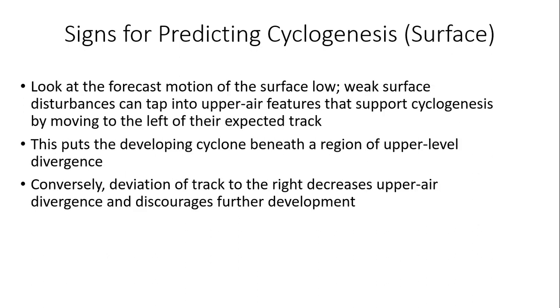Additionally, you want to look at the forecast motion of the surface low. Weak surface disturbances can tap into upper air features that support cyclogenesis by moving to the left of their expected track. This may put that developing cyclone at the surface beneath a region of upper level divergence, into a more favorable position for strengthening. Conversely, deviation of a track to the right decreases the upper air divergence, and that will discourage further development. So just pay attention to the track of that surface low.